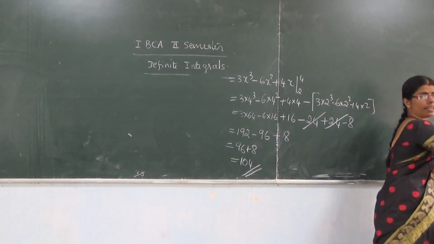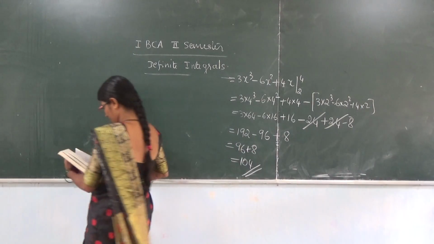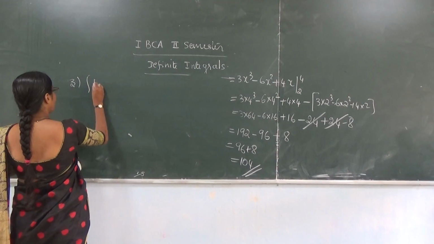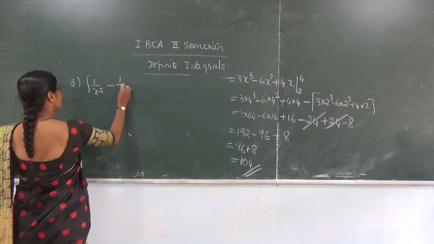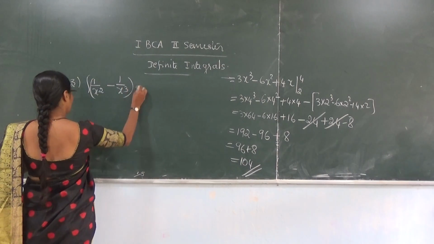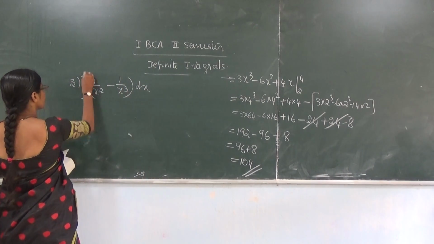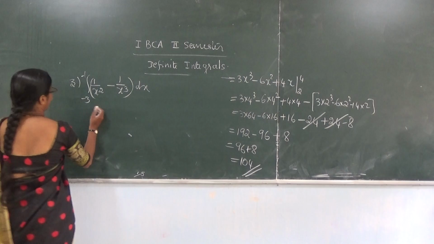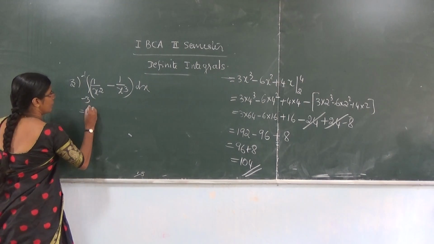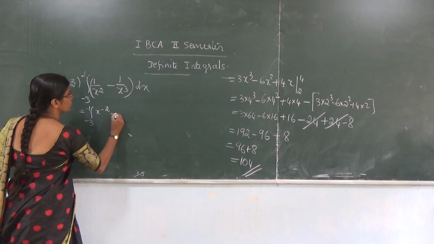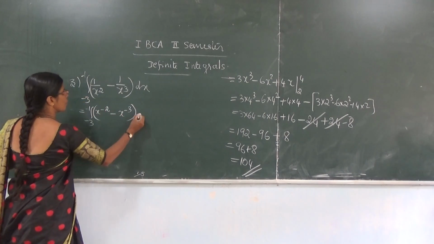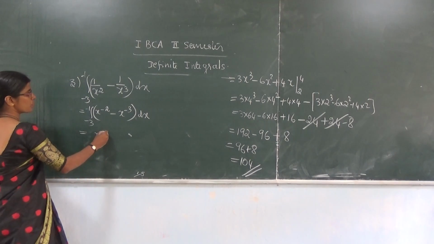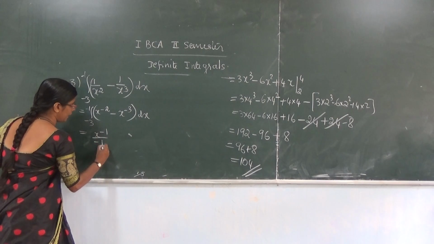And the next problem is the integration of 1 by x square minus 1 by x cube with respect to x from minus 3 to minus 1. So here 1 by x square is x to the power minus 2, and 1 by x cube is x to the power minus 3. So that is equal to x to the power minus 2 plus 1, that is minus 1, divided by minus 1.